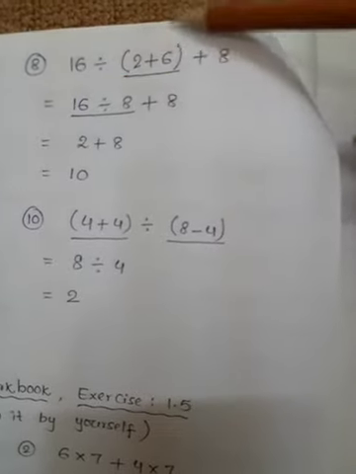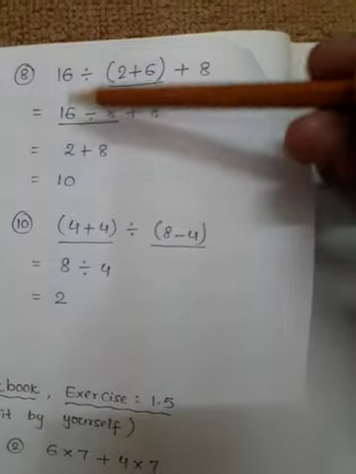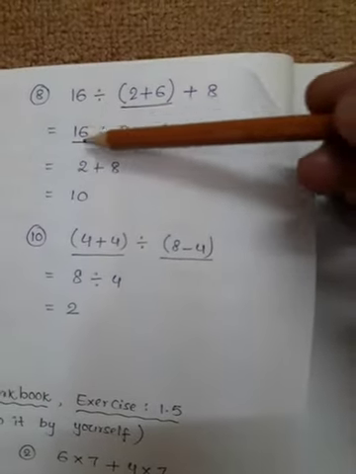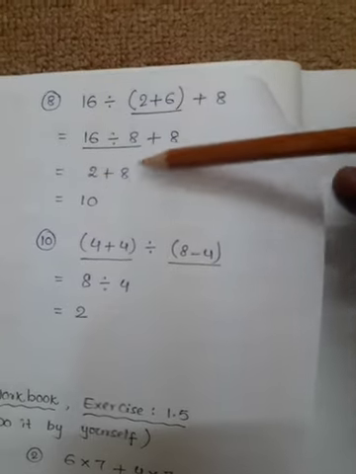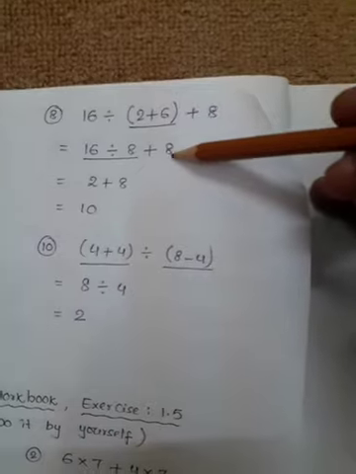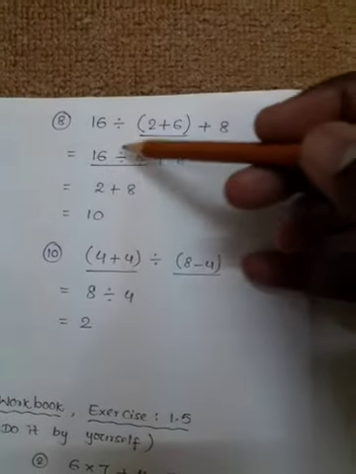Now look at question number 8. 16 divided by the bracket. First of all you have to solve the bracket. 2 plus 6 is 8, remaining write it as it is. 16 divide symbol, plus 8. Then after that, division first. So 16 divided by 8 is 2, 2 plus 8 equals 10. If you do the addition first, then the answer is different. Why? Because 8 plus 8 is 16, so 16 divided by 16 is 1. So you have to do division first of all.